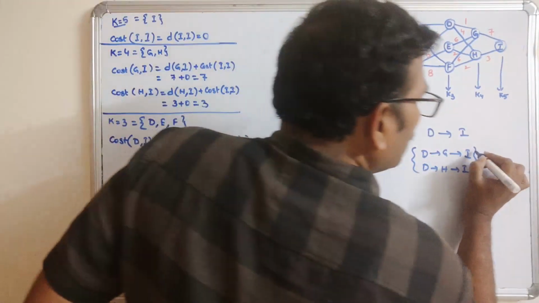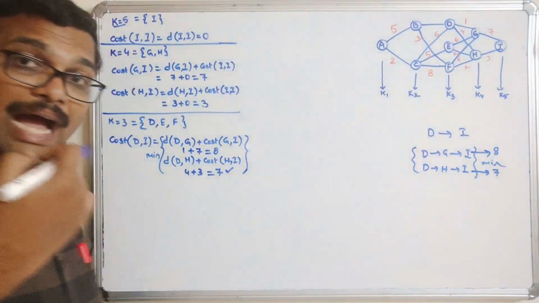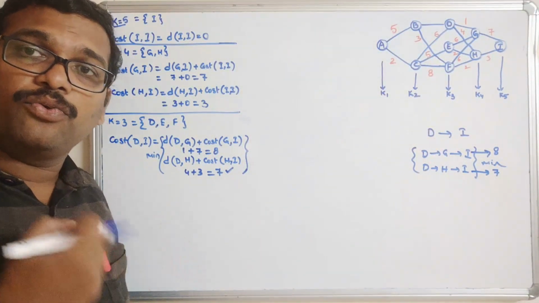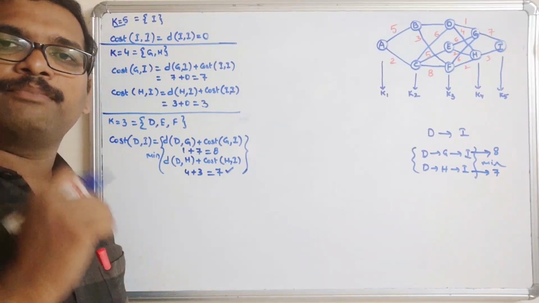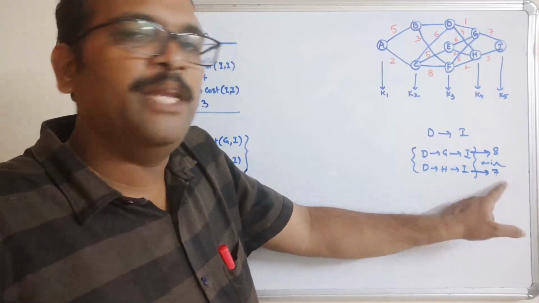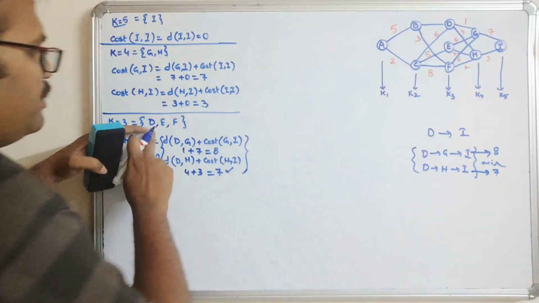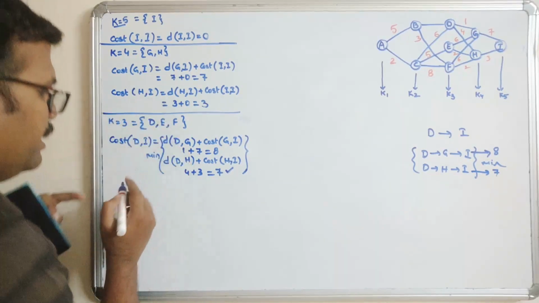So in this part we are getting 8 and in this part we are getting 7. Our solution is to find the shortest path from source to destination, so that's why we need to always find the minimum value, right? Next, E, we need to find the E.